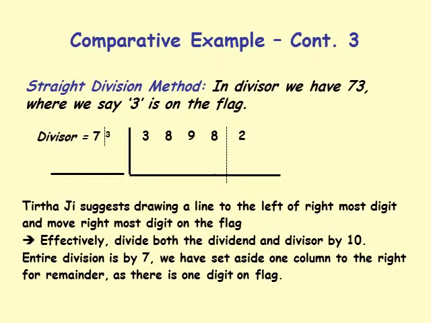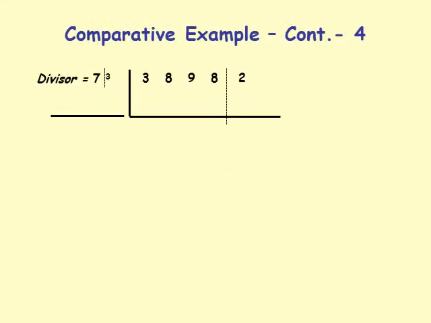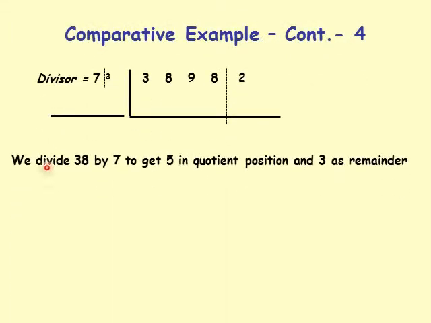Entire division is by 7. We have set aside one column to the right for the remainder, and there is one digit on the flag. This is what we had before. Now we are going to divide by 7. 38 is my dividend to divide: 38 by 7 gives 5 in the quotient position and 3 as remainder. So 38 divided by 7 is 5, remainder 3.